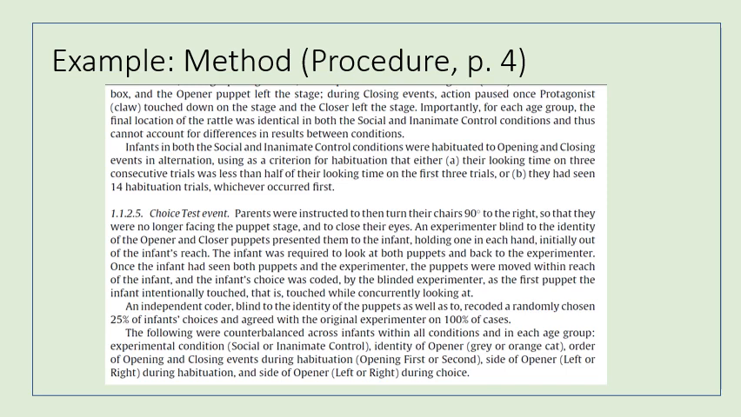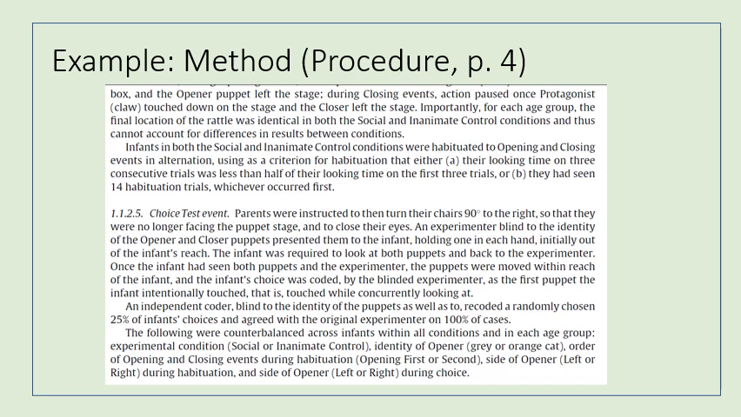So now the choice test. How are they doing the choice? Parents were instructed to turn their chairs 90 degrees to the right so they were no longer facing the puppet stage, and to close their eyes. They don't want the parents to influence the infants. An experimenter blind to the identity of the opener and closer puppets, so the experimenter doesn't know whether the gray kitty was the opener or the closer, and the parent can't see. And so now we have a double-blind experiment.